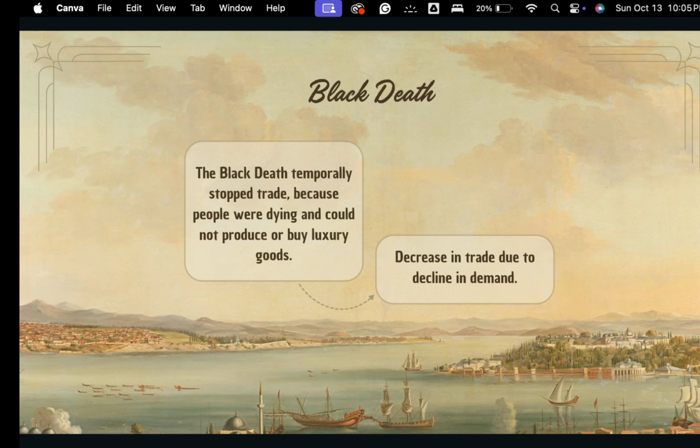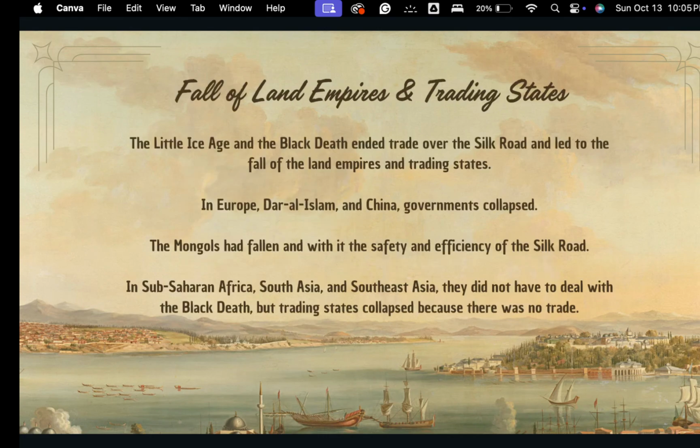Then we have the Black Death, and it temporarily stopped trade because, let's face it, everybody was dying. So trade further decreases, leading to the collapse of these states. The Little Ice Age and Black Death ended trade over the Silk Road and led to the fall of land empires and trading states. In Europe, Dar al-Islam and China, governments collapsed. The Mongols collapsed. In sub-Saharan Africa, South Asia, and Southeast Asia, even though they didn't have to deal with the Black Death, they collapsed too because there was no trade.